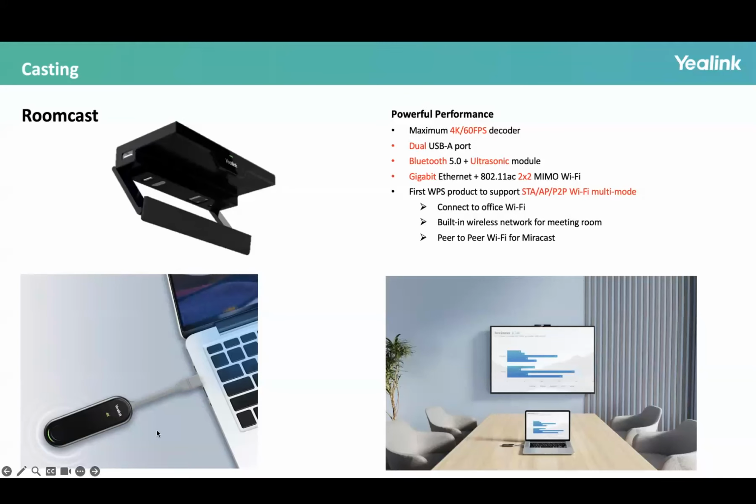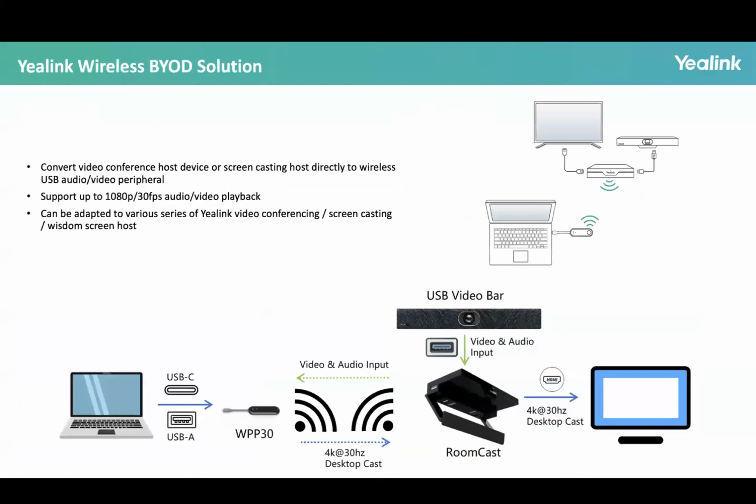This will act as a transmitter, and this Roomcast is acting as a receiver. So you can connect this to your TV or projector or a monitor, and it will just transmit the signals wirelessly using Wi-Fi 6. So you're getting very low latency, full 4K at 60 FPS. You're getting good picture quality on that. And then the next thing is the wireless BYD.